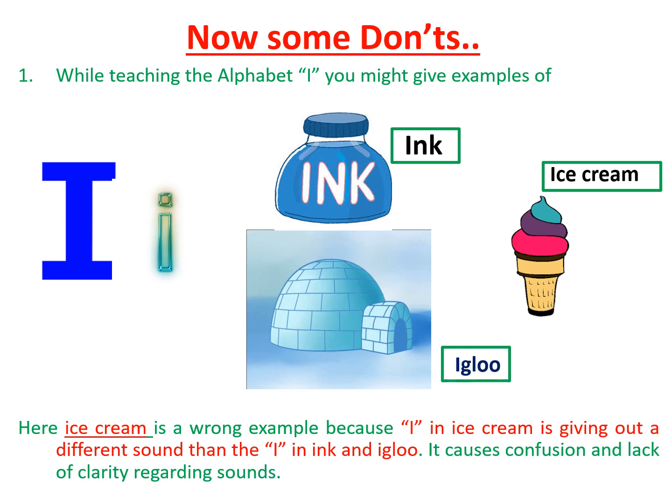Now we will see what we should always avoid while teaching alphabet. For example, while teaching the alphabet I, you might give examples of ink, igloo, and ice cream. Here, ice cream is a wrong example because I in ice cream is giving out a different sound than the I in ink and igloo. It causes confusion and lack of clarity regarding the sound, so it should always be avoided.